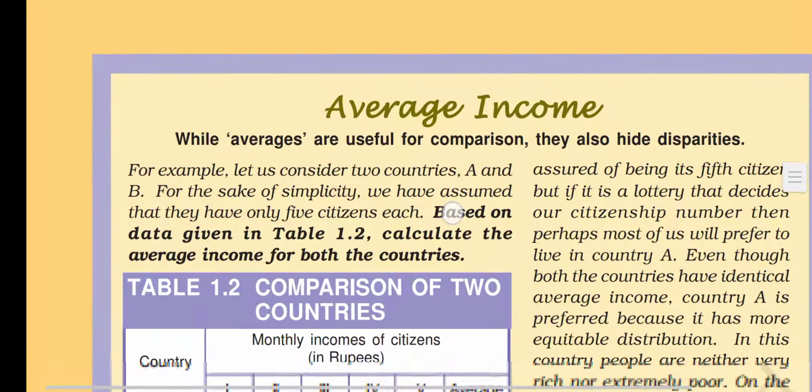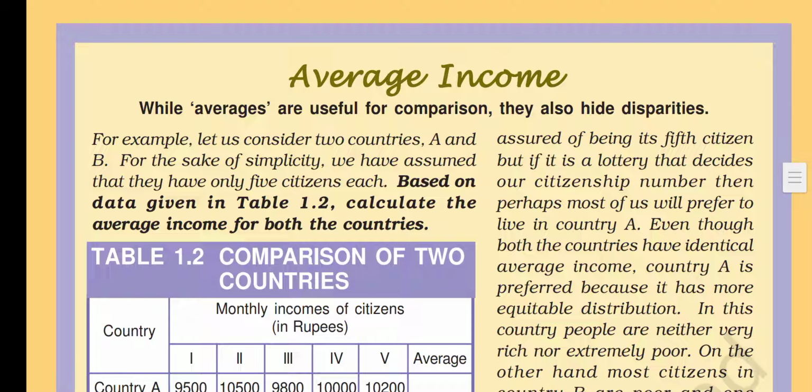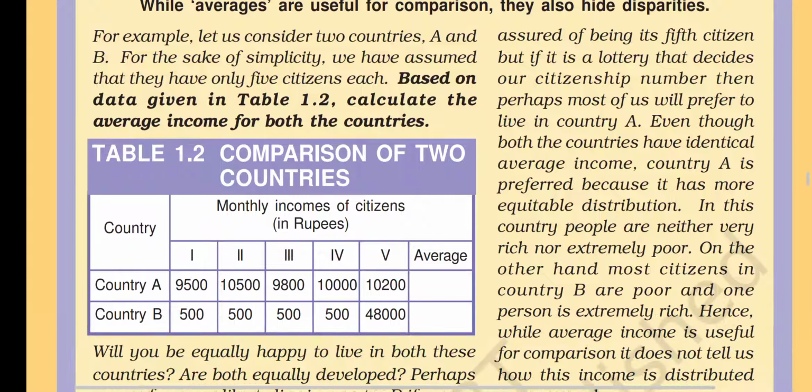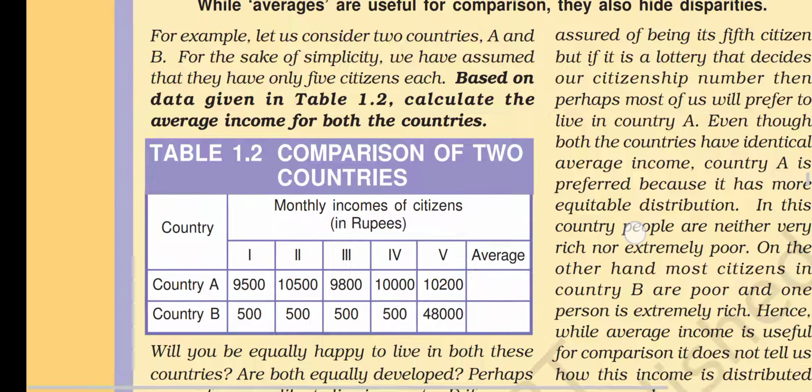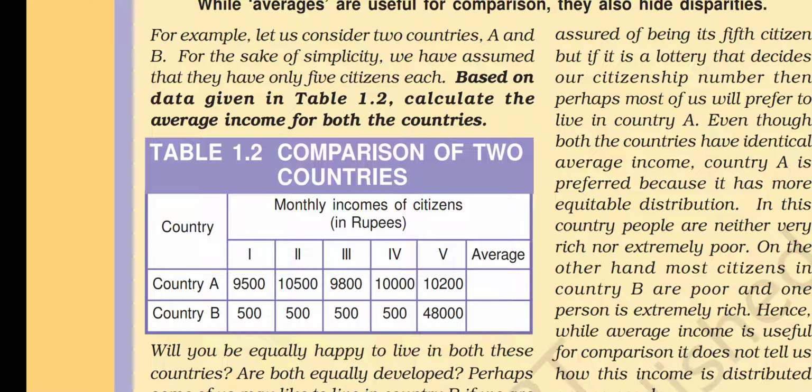Now let's learn about comparing countries on average income. Here is an example for us. Here is a table: comparison of two countries. Suppose we have a country called A and a country called B. In these two countries, there are 5 citizens. It is just to understand a situation that this table has been given. In country A, you can see that each individual, 1, 2, 3, 4 and 5, has a different monthly income in rupees.